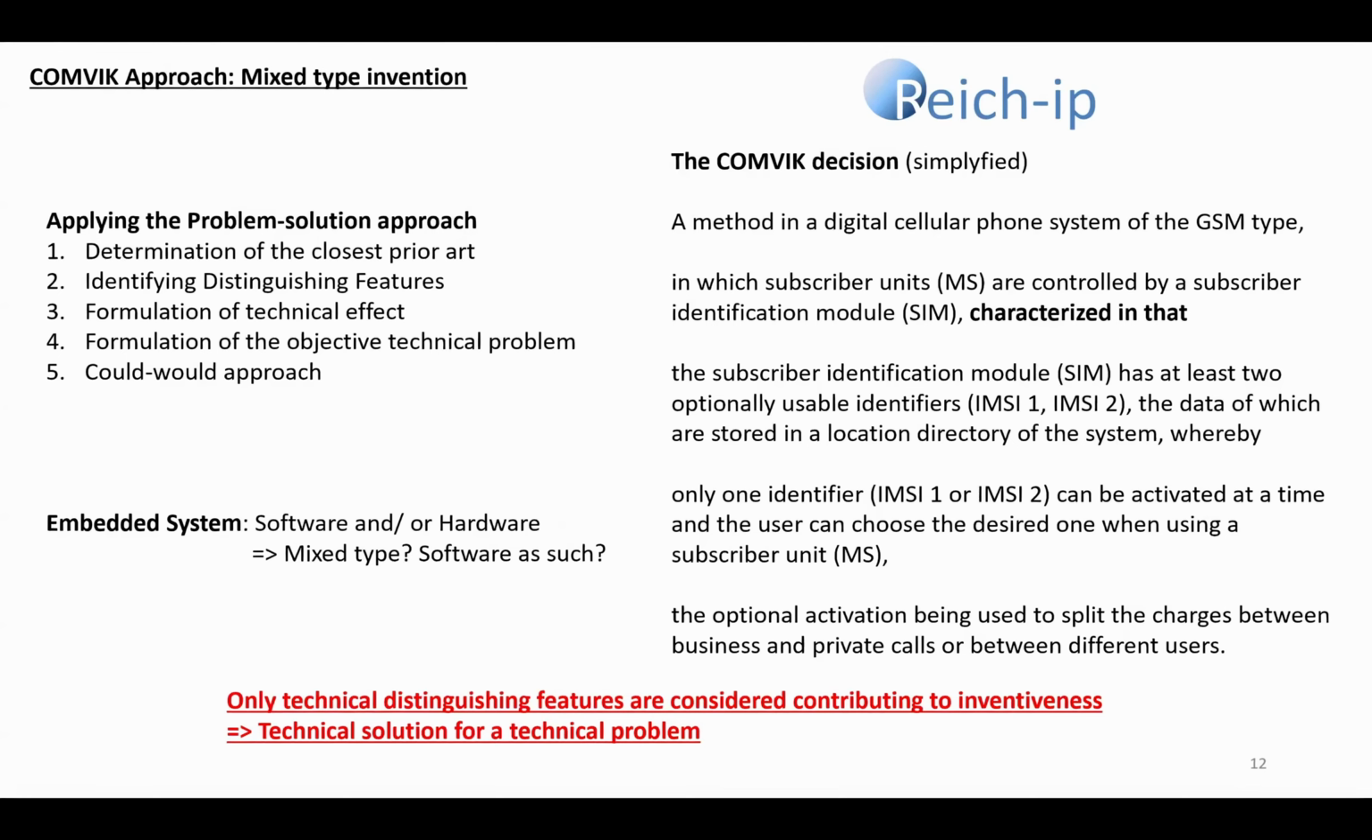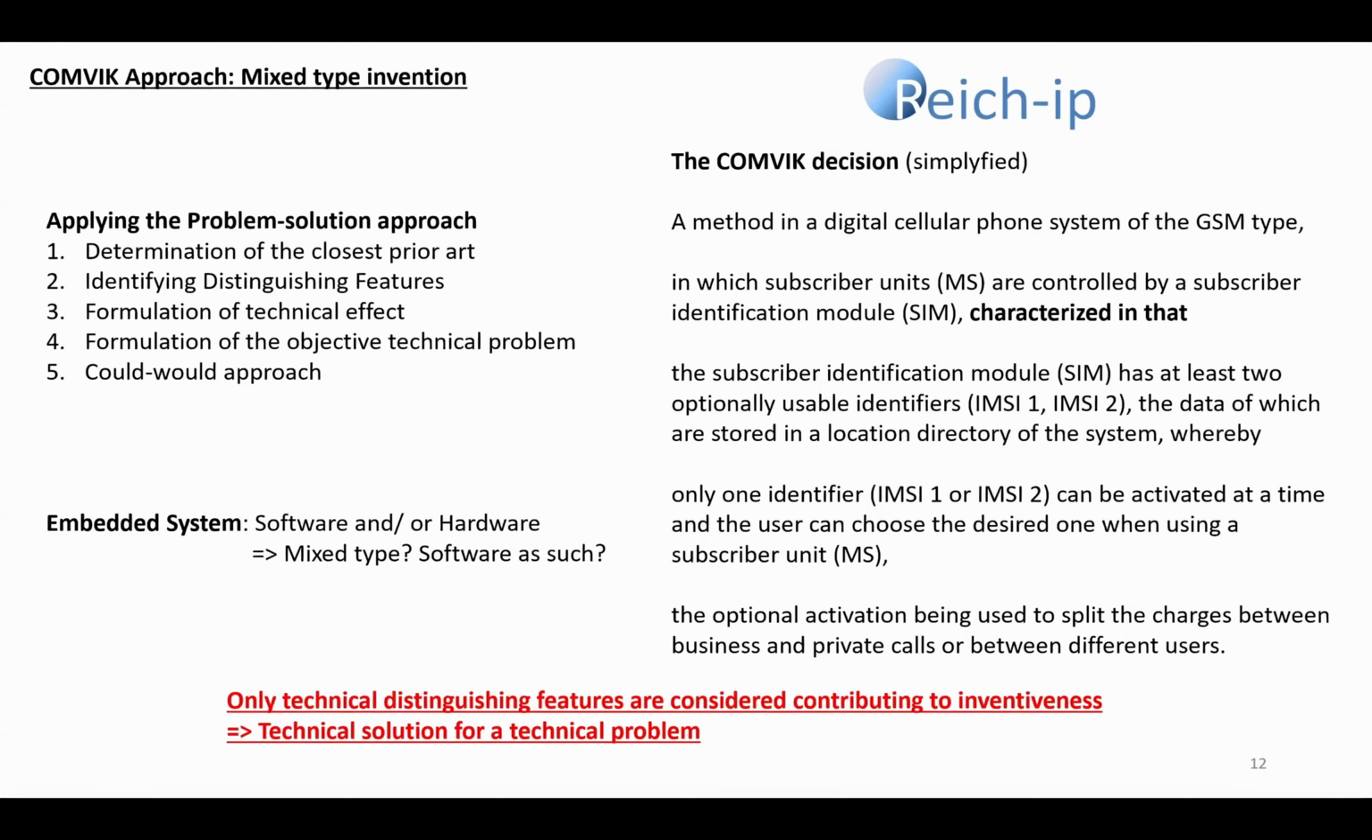So the problem solution approach, which you find on the left-hand side, is that we determine the closest prior art. We identify the distinguishing features, and then we try to discover the technical effect of those features, and then we formulate the objective technical problem. And if the closest prior art, combined with one further prior art, does not disclose or render the invention obvious, then you receive a grant.